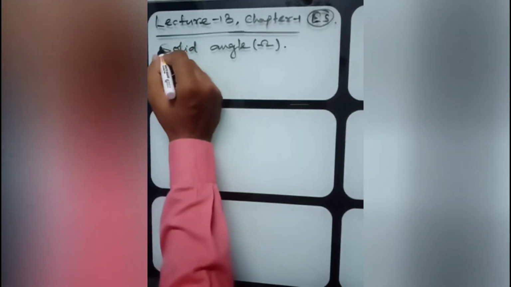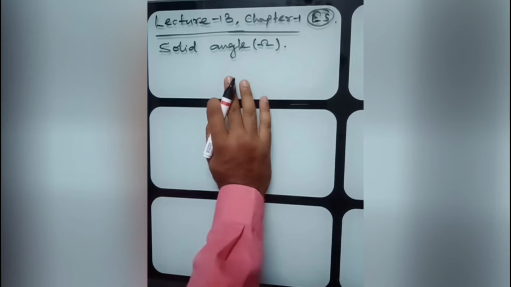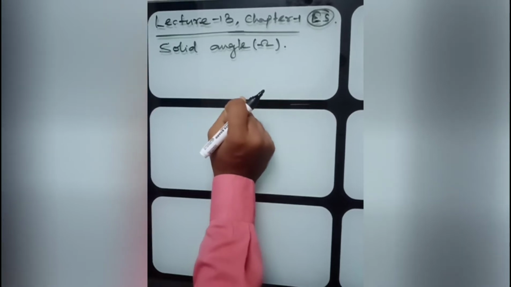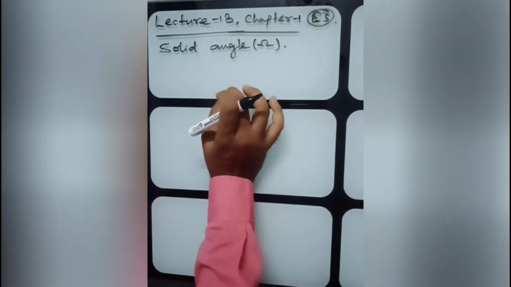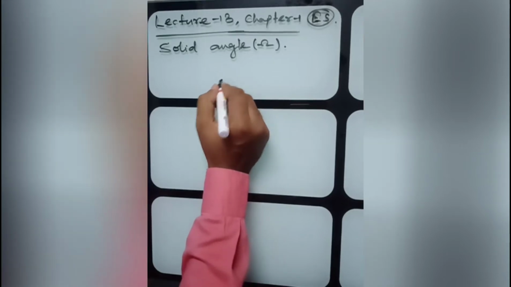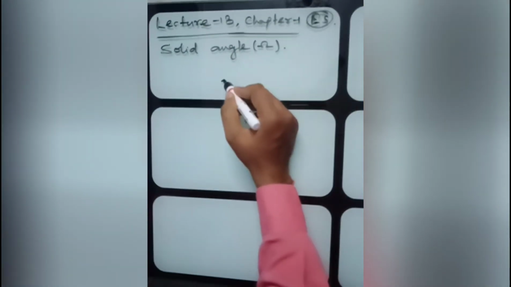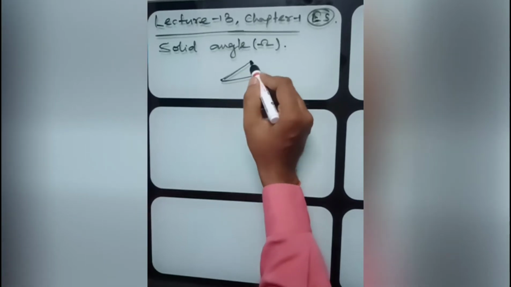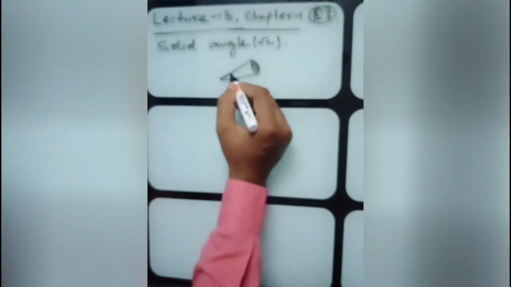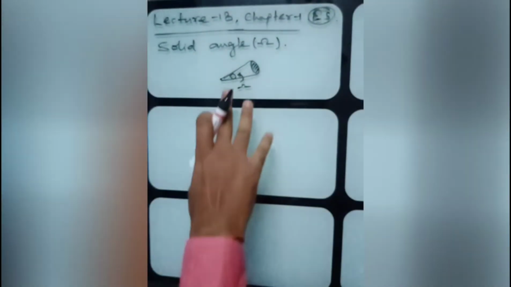Okay, students, that solid angle we are going to talk about. Solid angle actually gives the space or area enclosed around any point. If this is the point, then this encloses a specific area. This much area enclosed, this space is basically called the solid angle. We are representing it by omega.